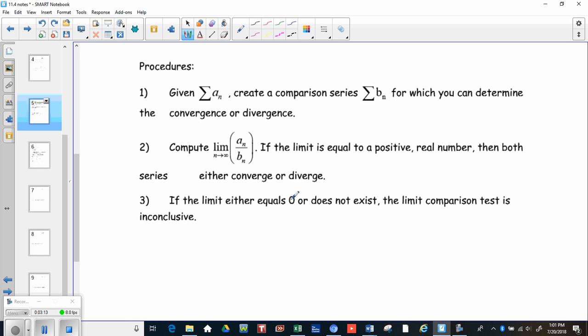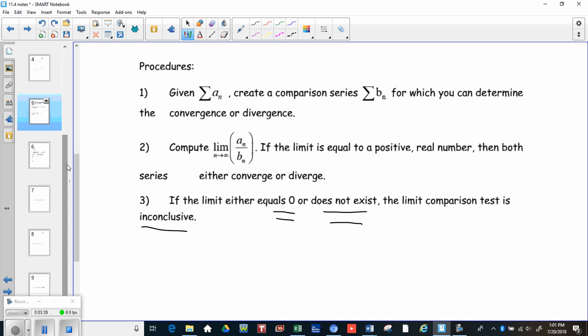If the limit equals 0 or doesn't exist, or gives you a negative value somehow, which really shouldn't happen if you have two positive series, then the limit comparison test is inconclusive. We have to try something else. So this is important. If you get 0, which of course is a finite value, but it's not positive, or if the limit doesn't exist, it's inconclusive. Try a different series test.